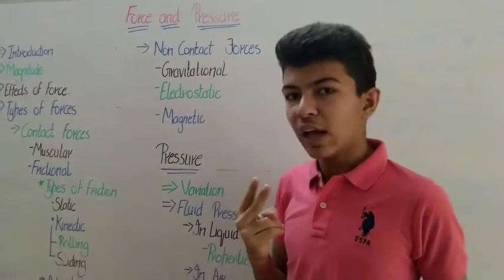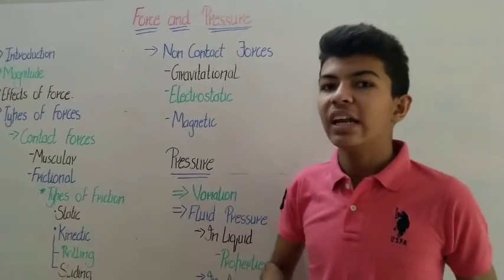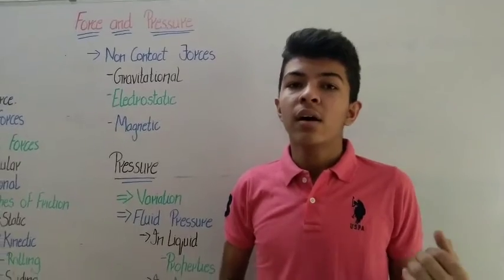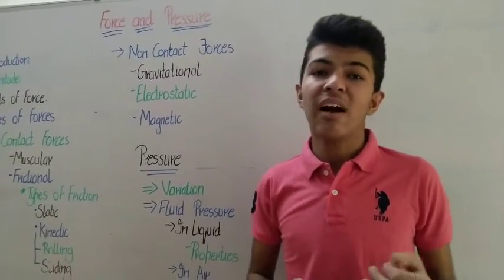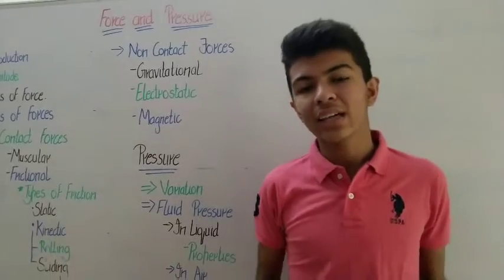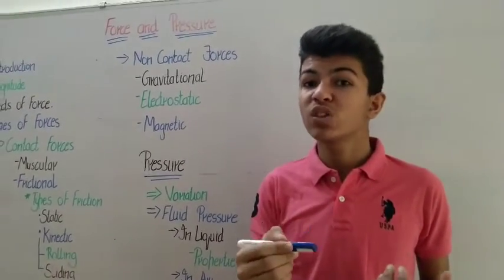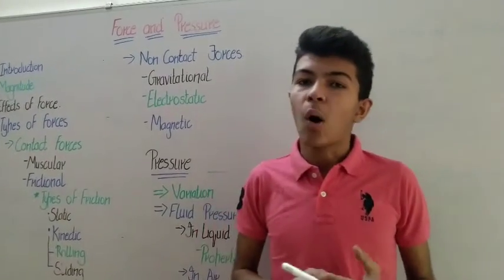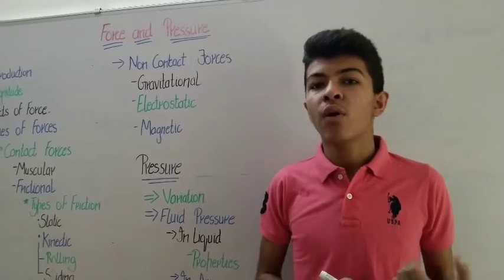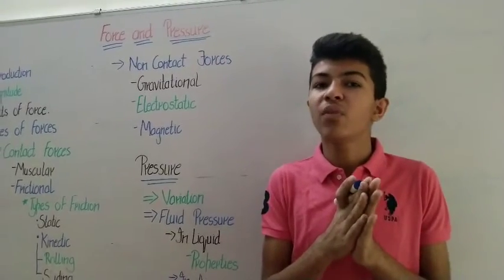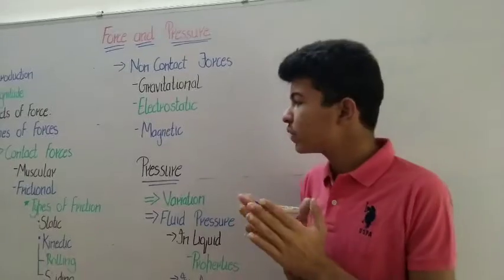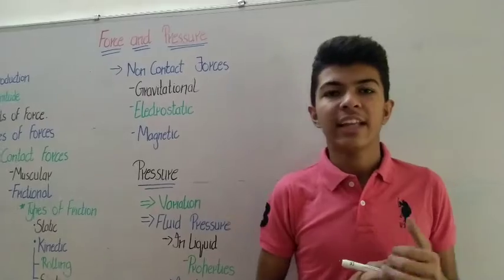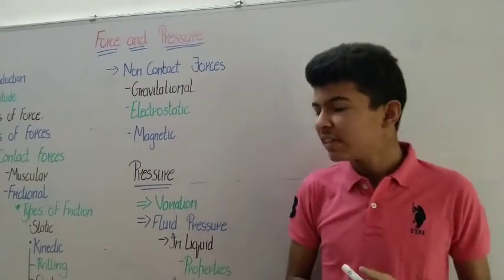First let's learn about the contact forces. There are two major types of contact forces: muscular force and frictional force. What is a muscular force? A muscular force is a force applied by our hands or by using our muscles. Holding this pen is an example of a muscular force. And a frictional force, as we discussed, is the opposing force, a force which opposes motion. If there is no contact between them, the frictional force decreases, though it is not zero at all. In air, there is some resistance that we will see.